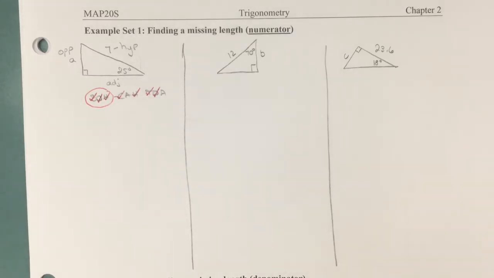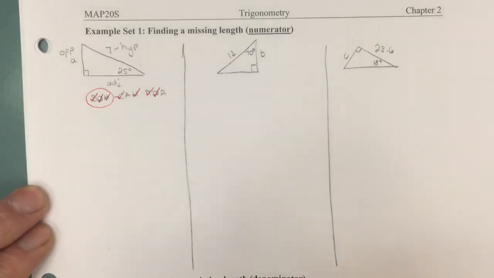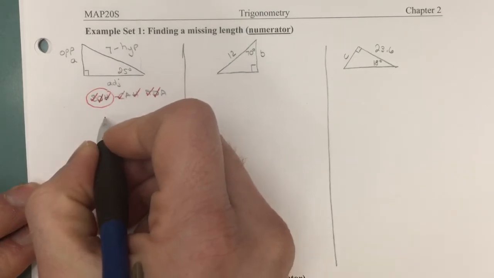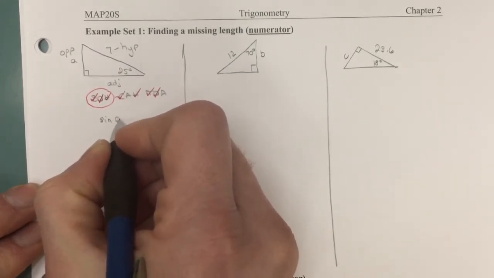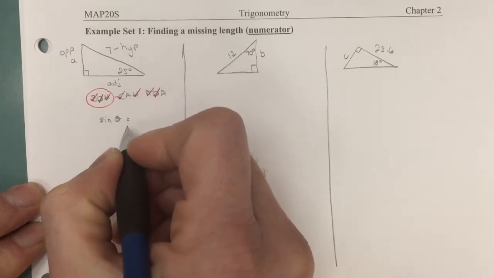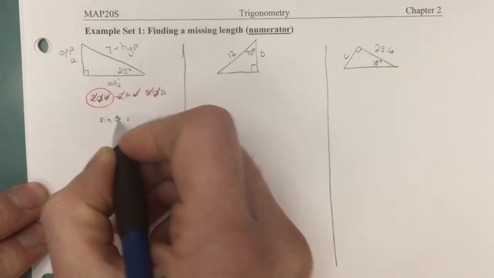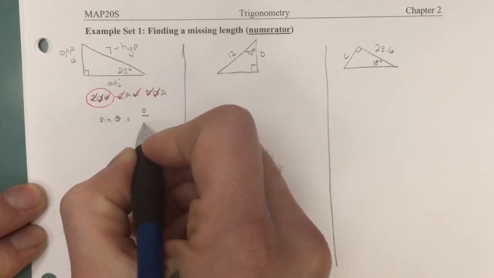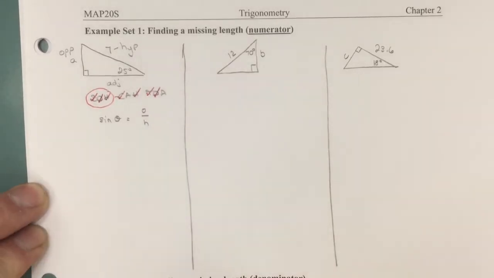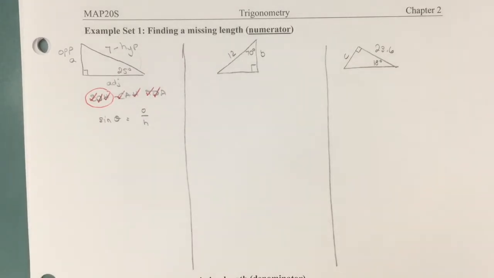So now your goal is to set up that sine ratio using the equation from the previous page, and you can refer to it if you want. This is the equation: sine theta, and theta is just your general term for an angle in math. Sine theta is opposite divided by hypotenuse.